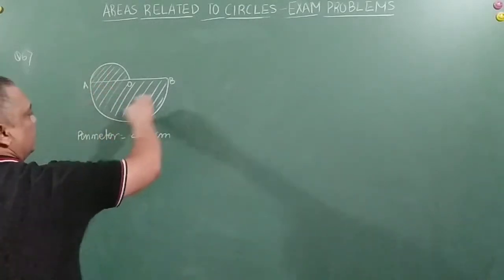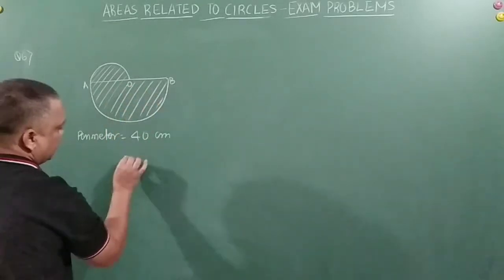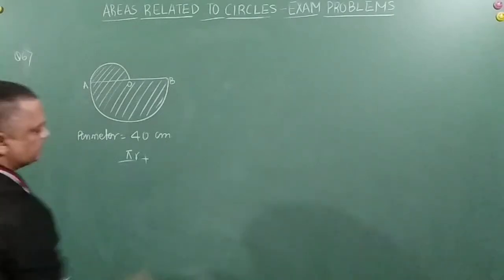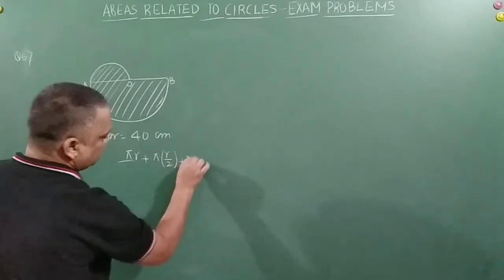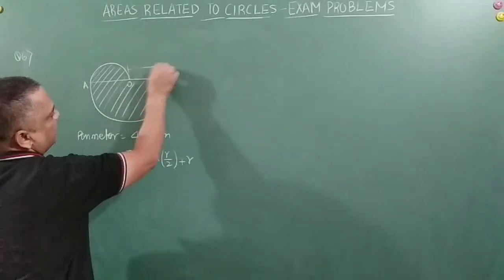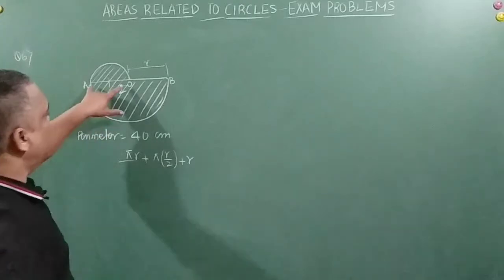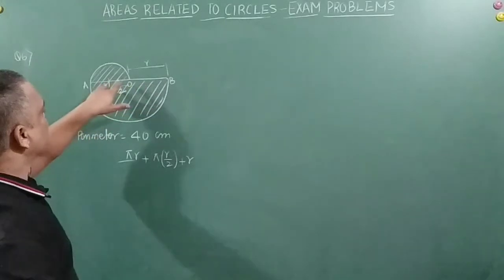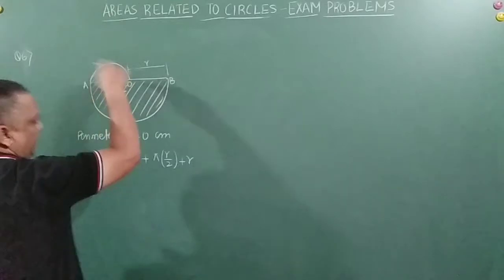Right, friends? So what will be perimeter here, friends? Perimeter will be this length, that is your pi r plus pi into r by 2 plus r. I will explain you how r by 2. See, considering this and this, if this is equal to r, so this will be equal to r by 2. Why? Because AO is equal to OB. So the diameter will be equal to this radius, so this radius will be half of the r or half of this diameter. Right.